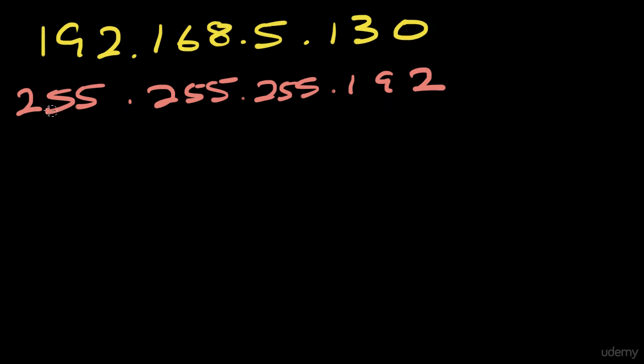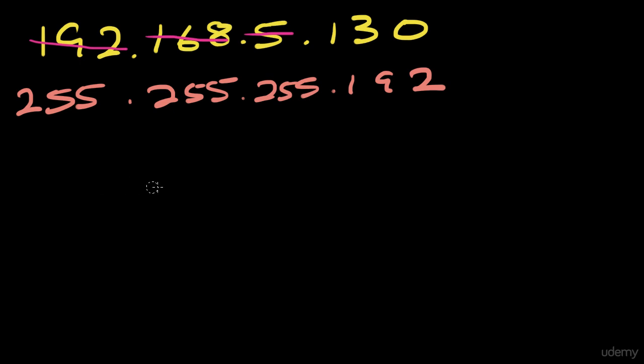If we were to look at it in decimal, what we can clearly see from the beginning is this 255 is 8 ones, which is covering this 192. This is covering 168. This is covering 5. So we know for sure 192.168.5 is part of the network ID. This 192, however, is covering some of 130, but not all of it. And to understand what I mean, we need to look at everything in binary.